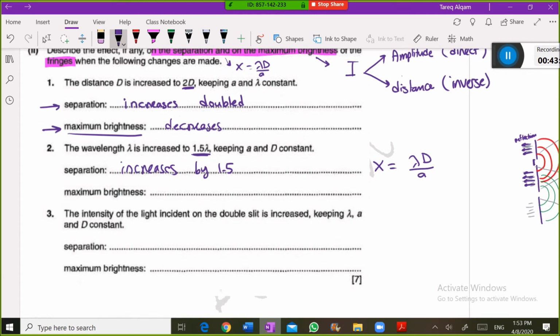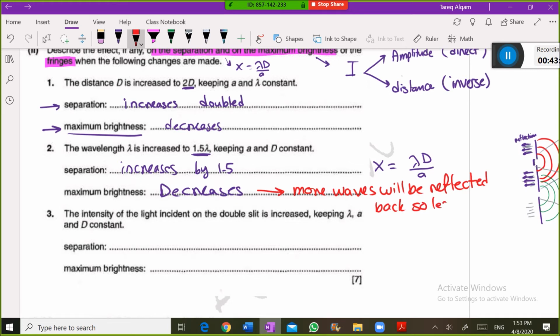As a result of that، إذا صار عندنا less number of waves that are diffracted، شو بصير بالbrightness؟ Decreases صح؟ ليش؟ لأنه هون عندنا more waves will be reflected back. So less number of waves will reach the screen.